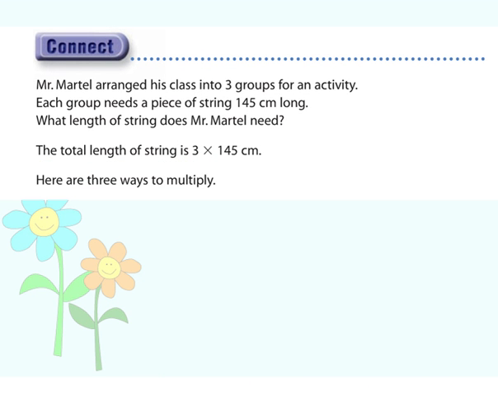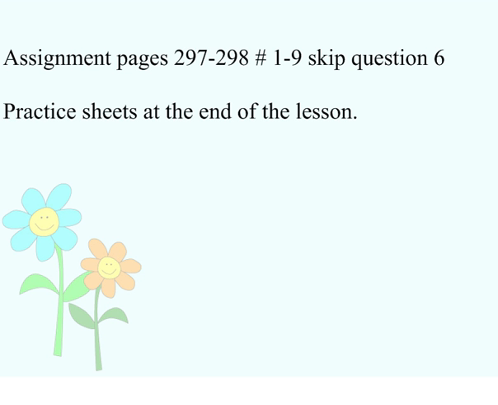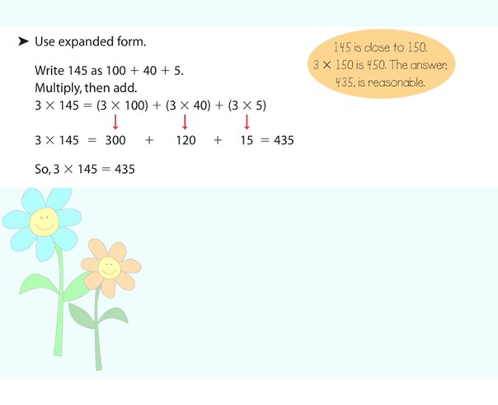So Mr. Martell arranged his class into 3 groups. What are the 3 ways to multiply? This is the same question. What's the second way? The second way is to use expanded form. And so you can write 145 as 100 plus 40 plus 5. And then you're multiplying all of those by 3.